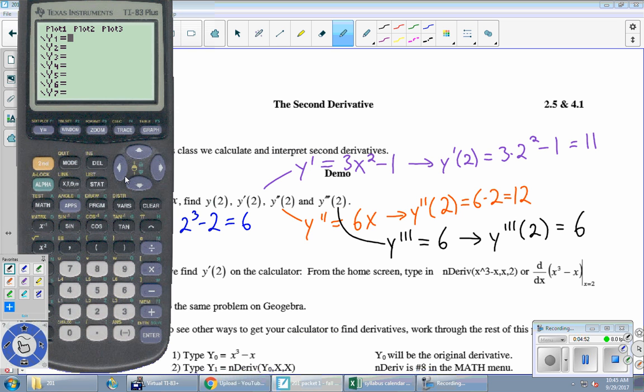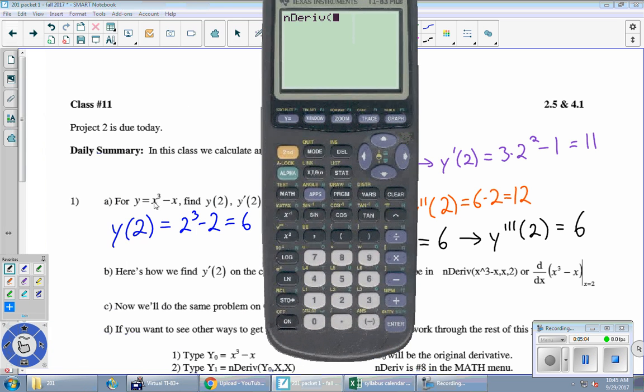I'm going to go to math, and then all the way down here it says nDeriv. That's the calculator's way of saying take the derivative of. So in this case, the function was x cubed minus x. So I type in x cubed minus x, comma. This is just the syntax. You always have to tell it what the variable is. It's almost always going to be x, but you got to put it there anyway. And then you got to tell it to plug in the x value. In this case, it was 2. So there's our syntax. Function, variable name, it's almost always going to be x, and then the value of x.